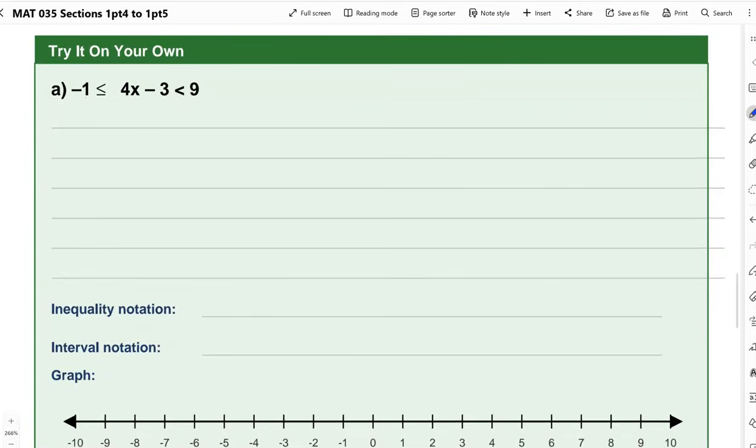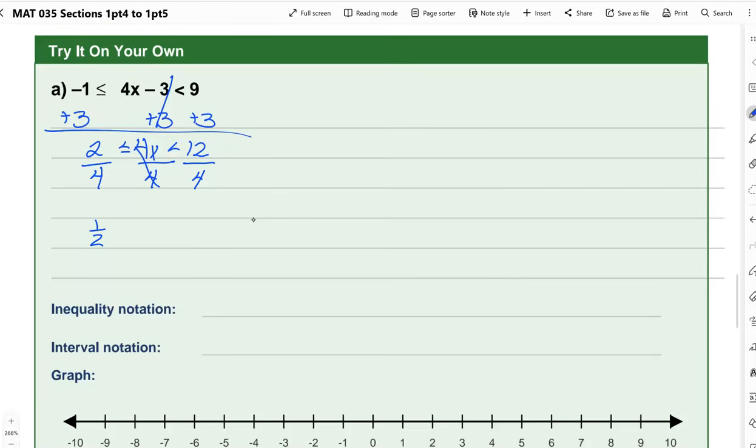Okay, let's do a couple, try it on your own. So this is where you may want to pause the video, come back and check your answer. We have -1 is less than or equal to 4x minus 3, which is less than 9. We're going to start by adding 3 to all sides. So we're going to have a 4x in the middle. We're going to have 2 on the left and 12 on the right. So we have 2 is less than or equal to 4x, which is less than 12. And then we're going to divide everything by 4. So we're going to have 1/2. I'm going to reduce that 2 over 4 there. It's less than or equal to x, which is less than 3.